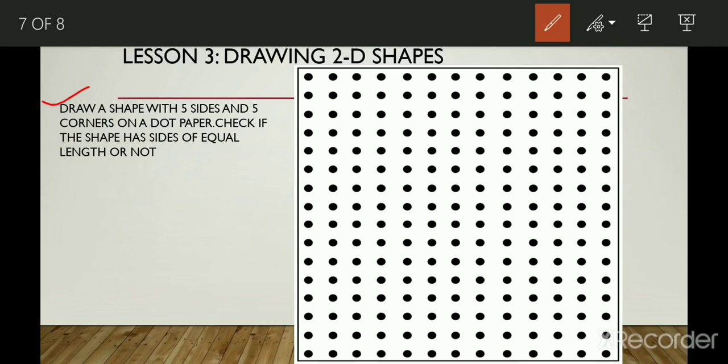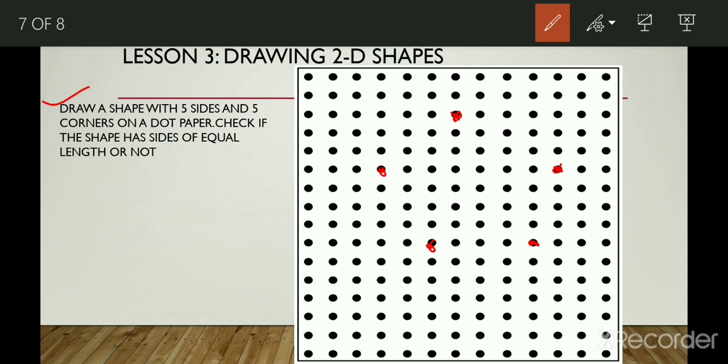Now step number 1 will be: choose any 5 dots that are not in a line and mark them on a dot paper. I'm choosing, you can also choose along with me. Dot number 1, dot number 2, dot number 3, dot number 4, dot number 5. So randomly I have chosen any 5 dots which are not in a line.